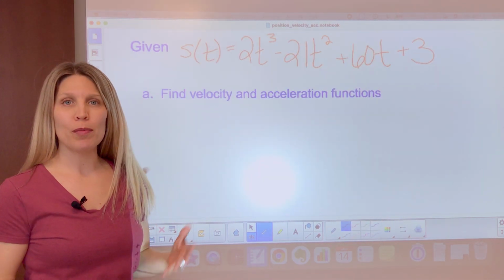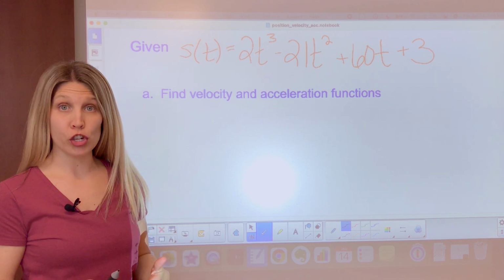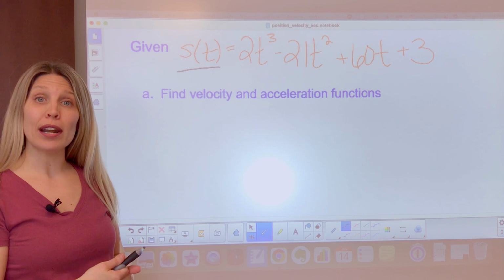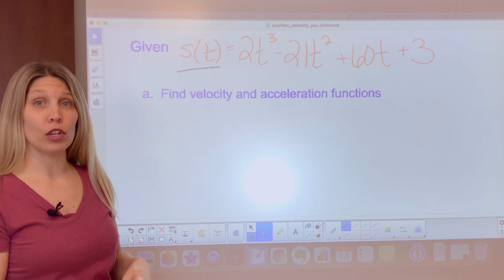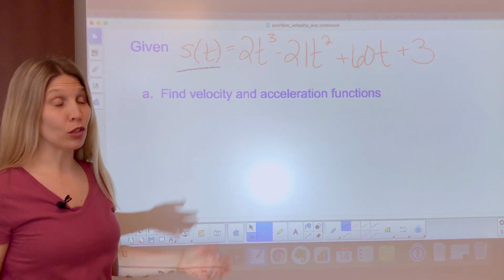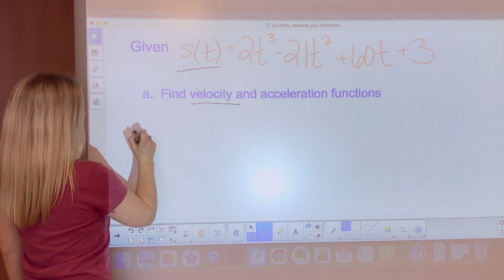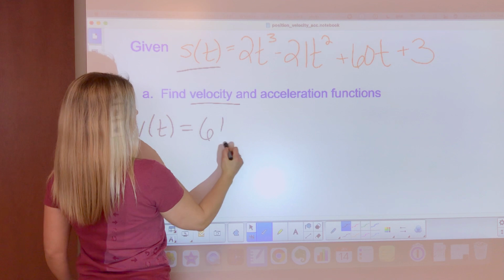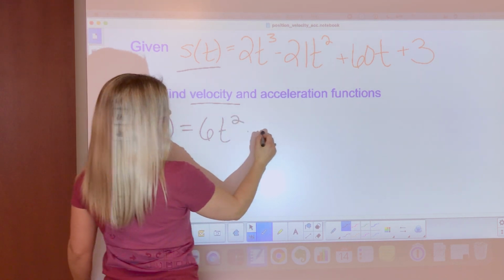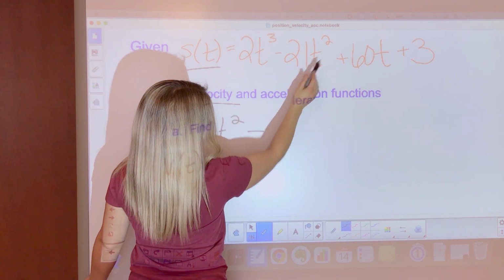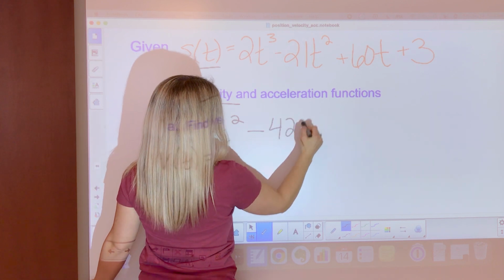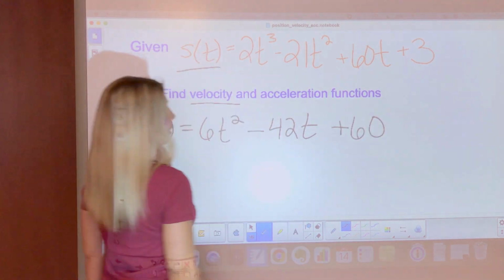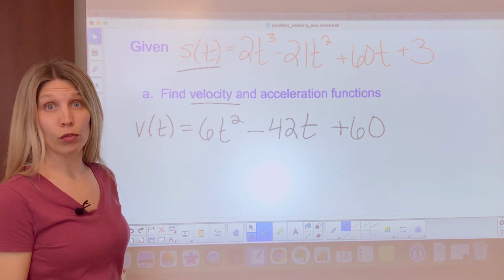All right, in this problem, they gave us a position function that's noted by s of t, and they want us to find both the velocity and the acceleration. So all we have to do is take the derivative. So velocity, v of t, is going to equal 6t squared minus, that's a 21t squared, so that's 42t plus 60, and then of course our constant will fall off.